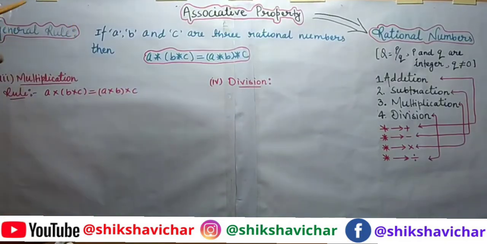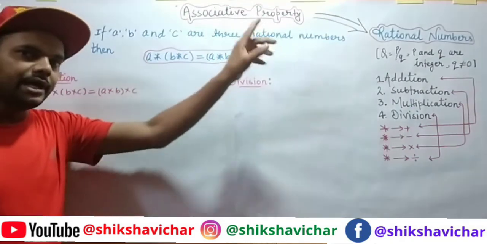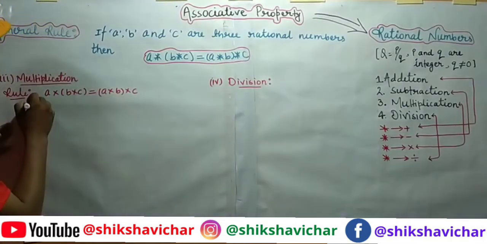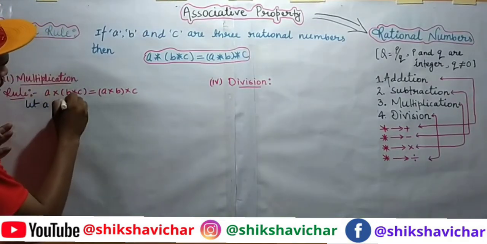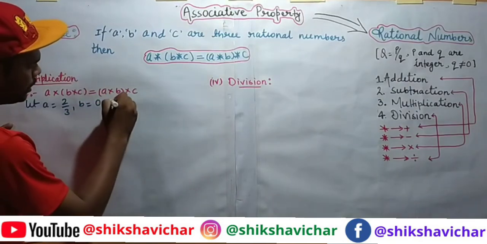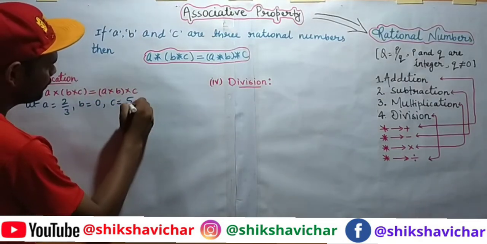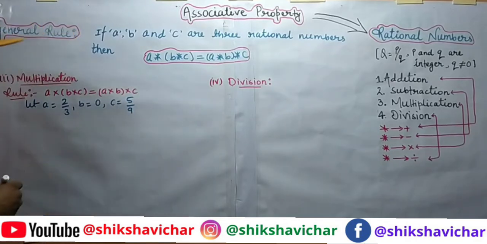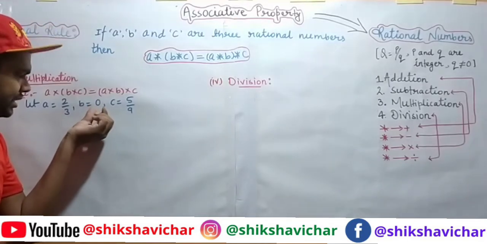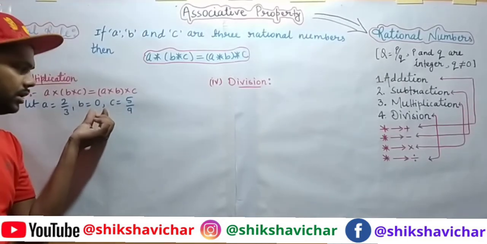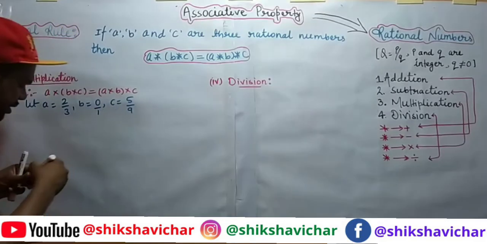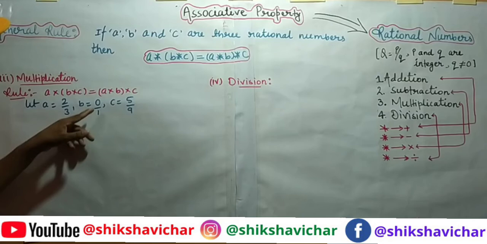Now we will take three rational numbers and check the verification for this result. Let a equal 2 upon 3, b equal 0, and c equal 5 upon 9. Now there may be a question in your mind whether 0 is a rational number or not. The answer is yes, 0 is rational, because we can write 0 as 0 upon 1.